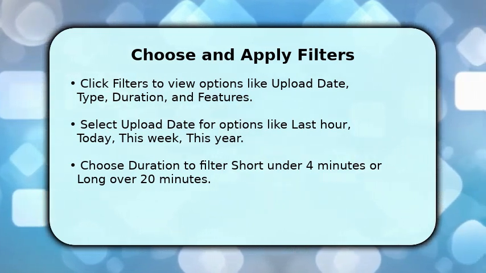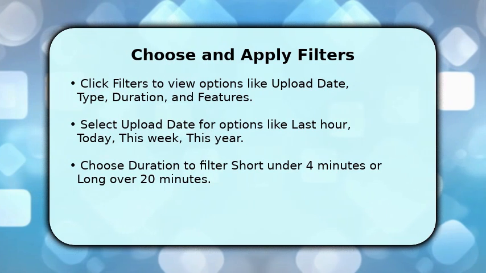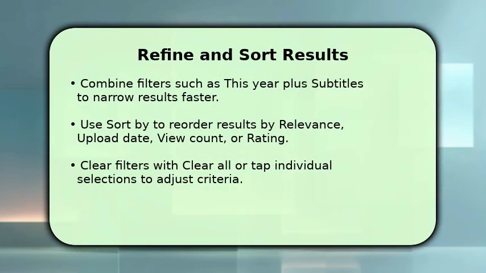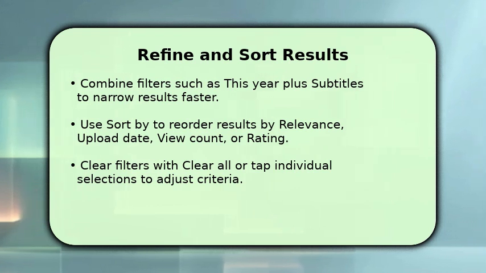Tap the desired filter to immediately refine your search results. Combine multiple filters to narrow results precisely, such as this year and subtitles. After filtering, use Sort By to reorder results by relevance, upload date, view count, or rating.